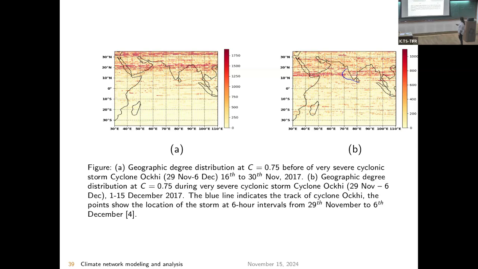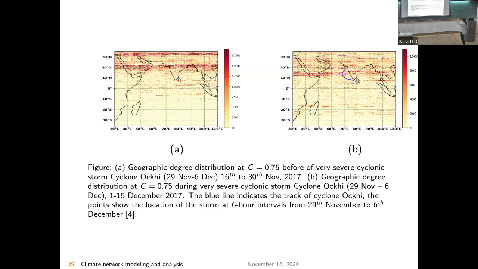So this is again the 15-day network during Cyclone Okhi. This is 1st to 15 December, and this is 16 to 30 November. So you can see the degree distribution is quite different before the cyclone and during the cyclone. The distribution is quite different.